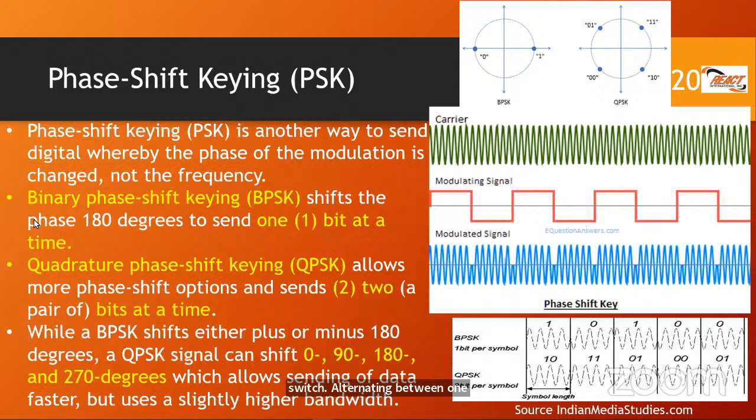We need to know that with binary phase shift keying, anytime you have a binary 1 and 0, it's two different distinct values. It shifts the phase 180 degrees to send one bit at a time. That's how binary, or BPSK, operates. Now, BPSK is fine, you can send one bit at a time. But there's another type of phase shift keying, and we need to know this also for the exam, called QPSK, where the Q is for quadrature. So, quadrature phase shift keying.